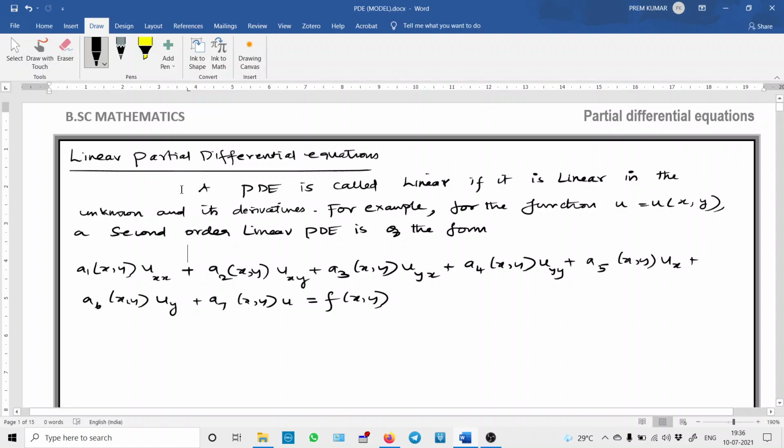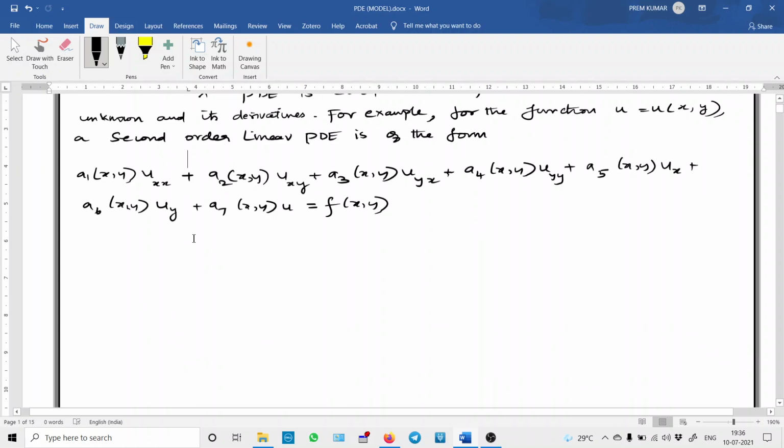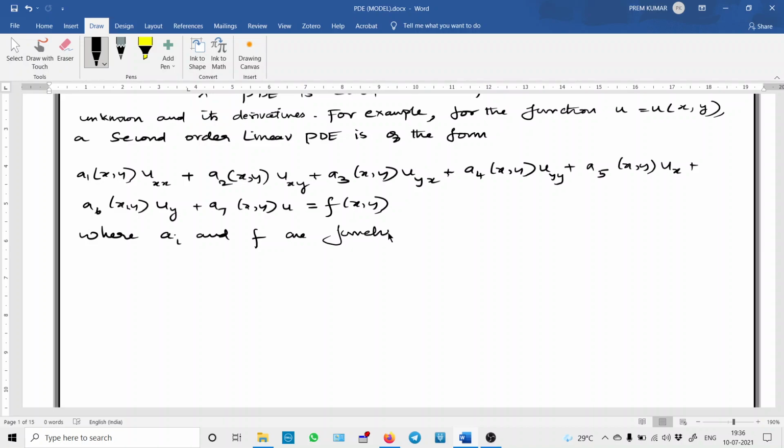So this is a general linear second order PDE of the unknown function u, where these ai's and the function f, the right hand side function, are functions of the independent variables only.